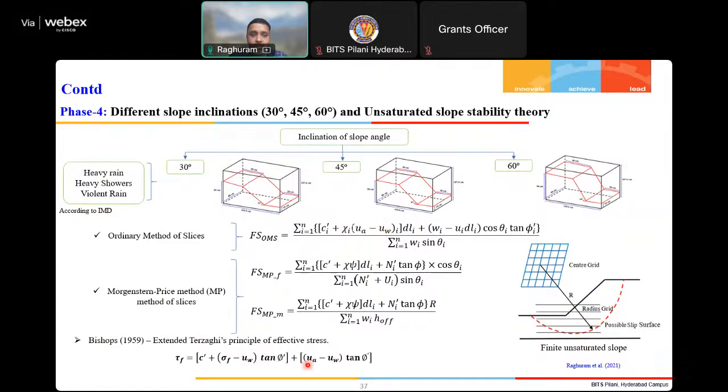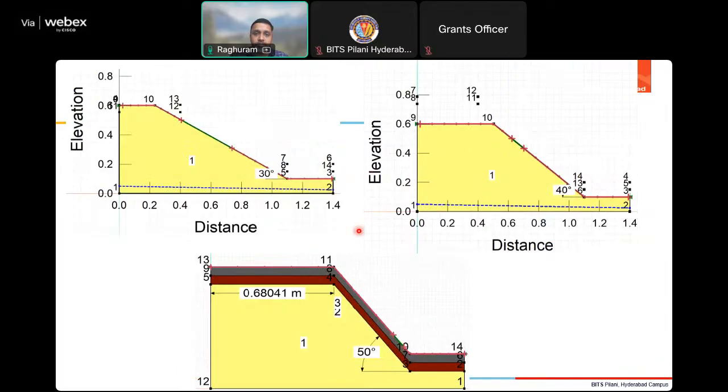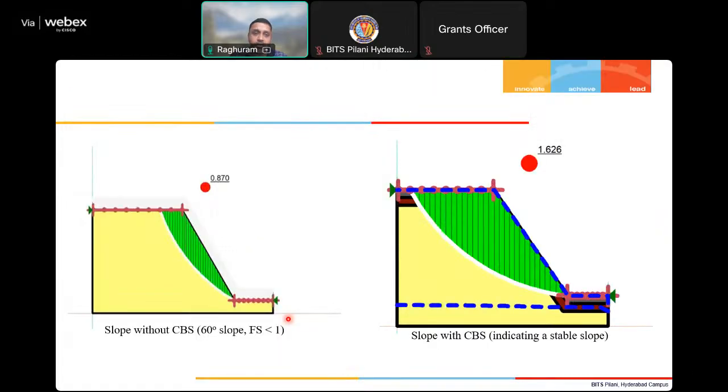So we have used Bishop's extended principles for this, and we have followed GeoStudio for carrying out this analysis. You can see this is for a 30-degree slope, this is for 40, this is for 50. These two are bare slopes. This is with CBS, layers of coarse grain soil and fine grain soil. Whatever parameters we found from the experiments, we are giving as input in this GeoStudio so that we can replicate the factor of safety.